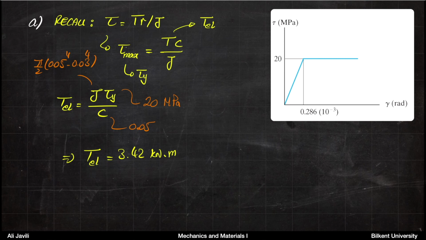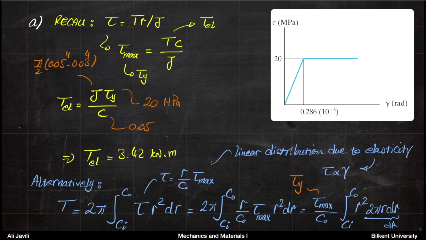So this is what we could have done also in the previous lectures, but alternatively, we learned that we can use this formula. So our generic formula for torque is T equals 2 pi integral from Ci to Co, or integral over the cross section, tau r squared dr. And now because it is an elastic deformation, we know that tau distribution is R over C times tau max. And in this case, again, C is the outer radius.